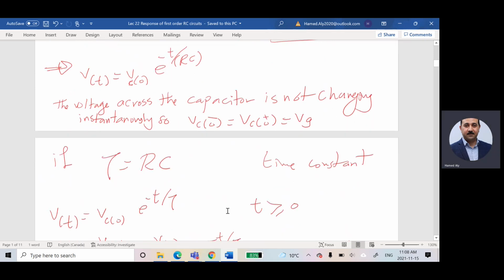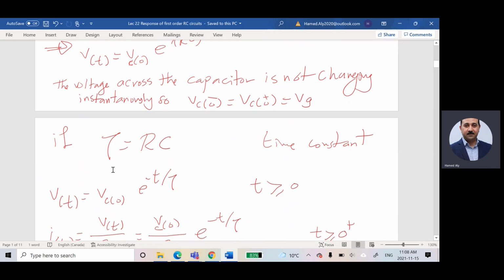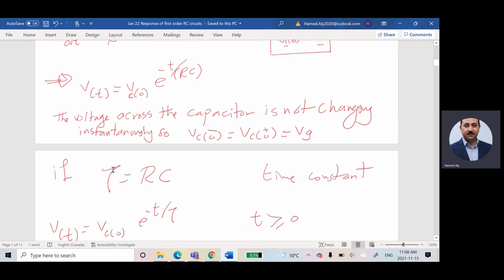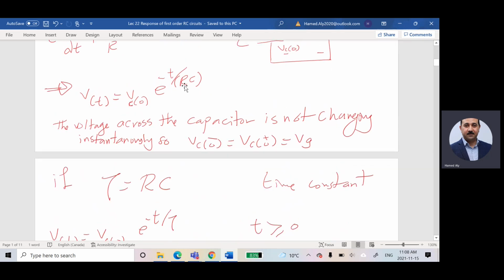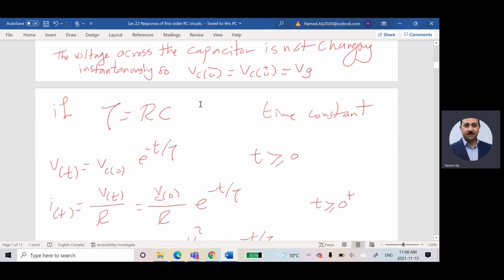If we assume that tau, which is the time constant, is equal to RC for simplicity of writing the equation, I will substitute here tau equals RC, so I will have e to the power negative t over tau. Based on that, I will say V of t is equal to Vc of 0 times e to the power negative t over tau for any t greater than or equal to 0.